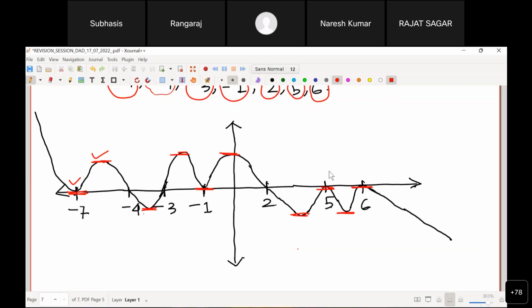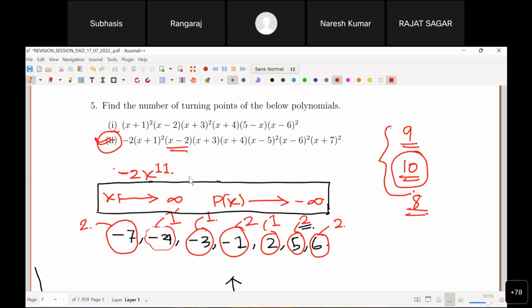If it is even, then it will bounce back. If it is odd, then it will cross the x-axis. The number of turning points will not change. You will get the same thing. The only thing you need to check is whether the multiplicity is even or odd. It doesn't matter whether it's 3 or 5 or 6. If it is even, it will bounce back. If it is odd, then it will cross the x-axis. Okay.